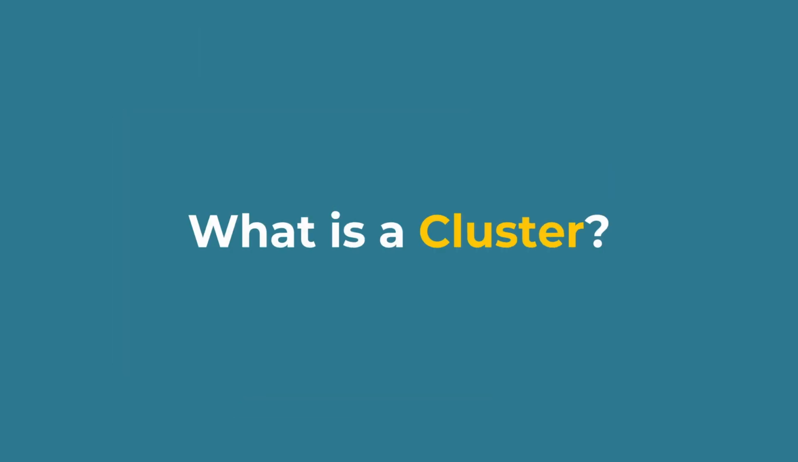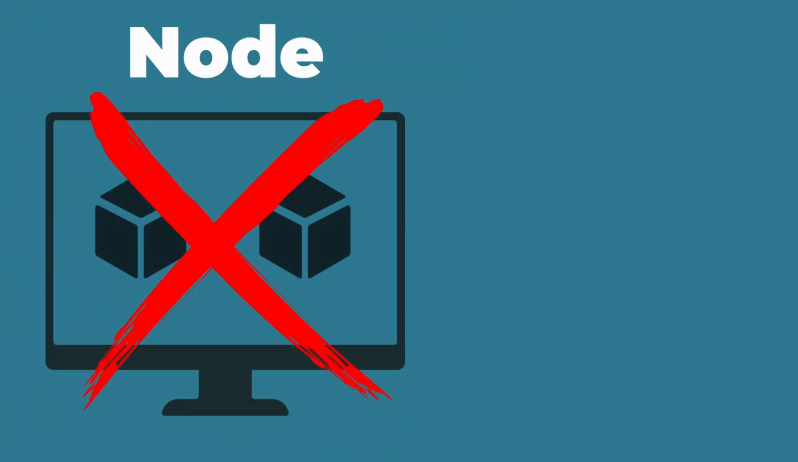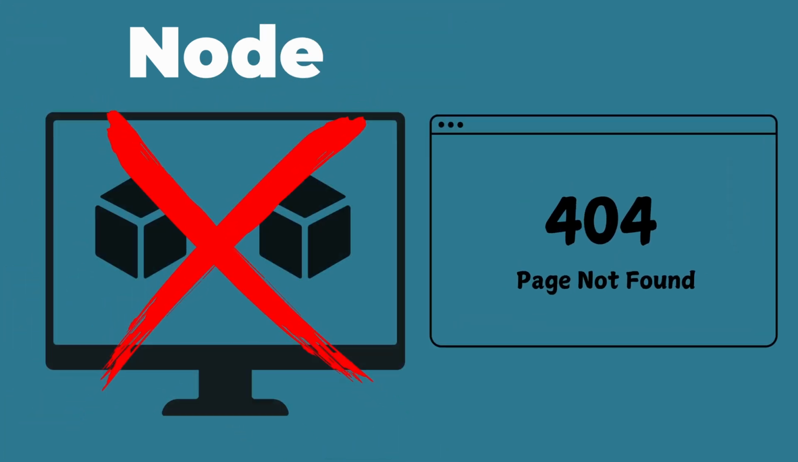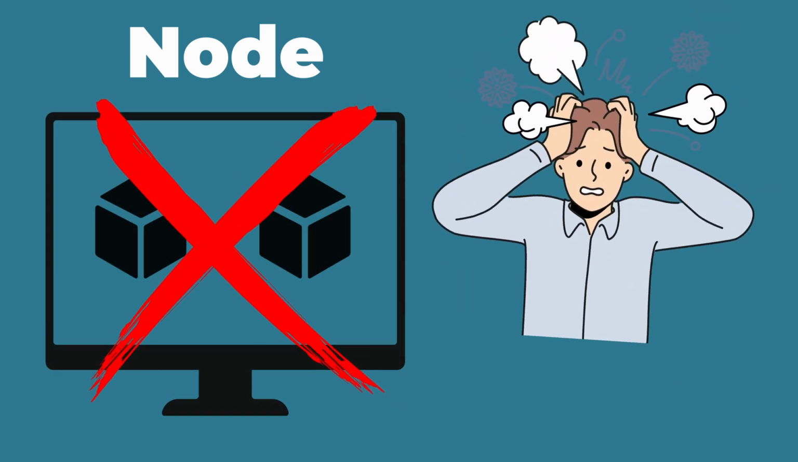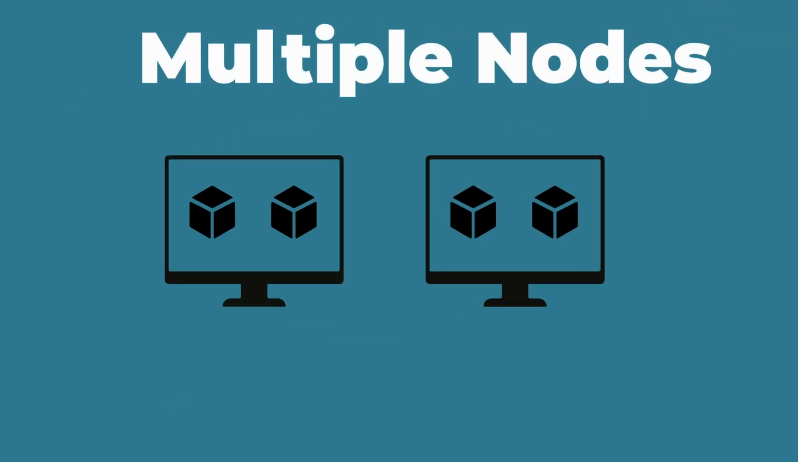What is a cluster? If we just have one machine, which is a node, and that machine goes down due to any reason, then the site will be down and our users will be impacted. So to achieve high availability for a site, we need to have more than one node.